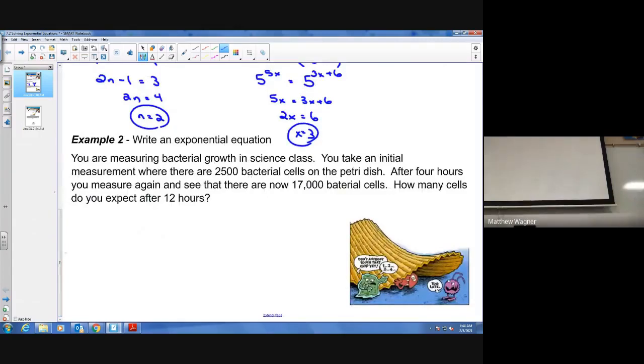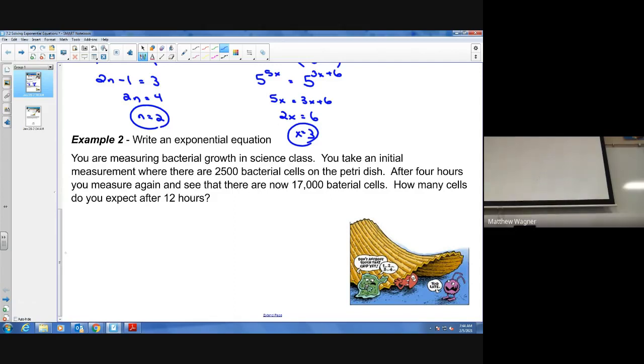All right? When we apply this to a situation, we're looking at solving. Okay? We're measuring bacterial growth in science class. You take an initial look at a measurement where there's 2,500 bacterial cells in a petri dish. After 4 hours, that petri dish is overflowing with 17,000 bacterial cells. Okay? Just imagine that, like a petri dish sitting on the counter and there's just goober growing over the sides of it. Ugh, disgusting.